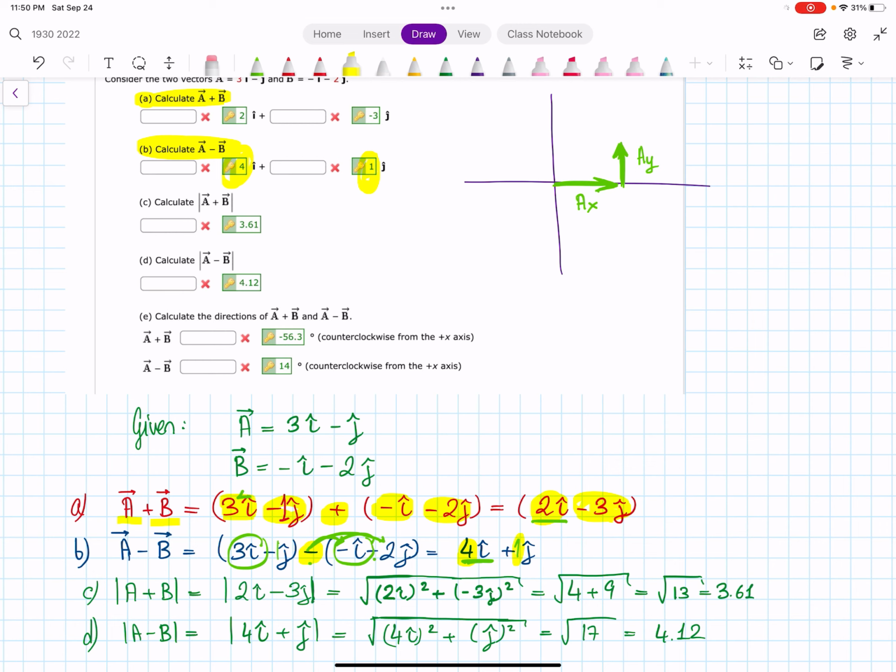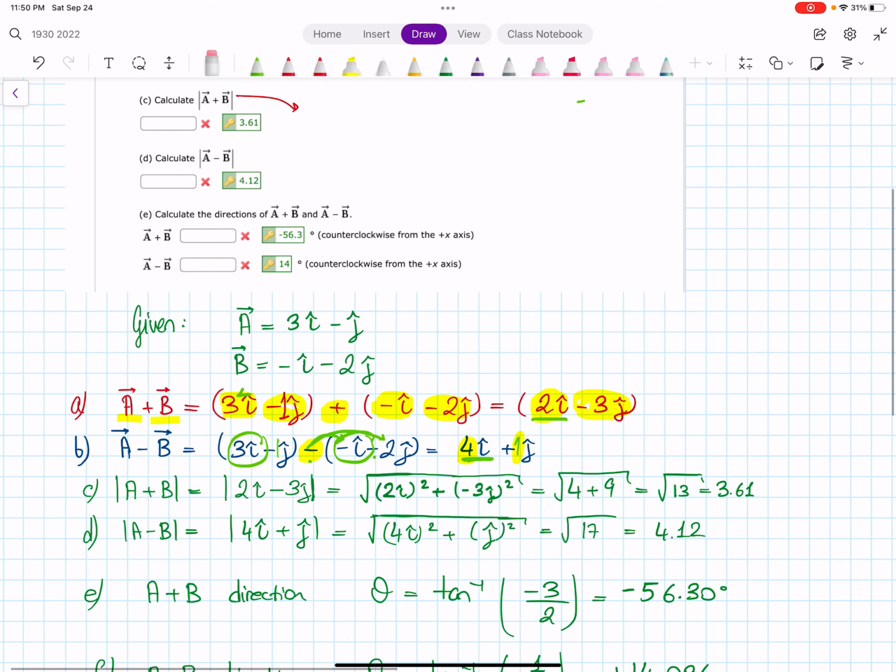Right? Moving on to part C. Calculate the magnitude of A plus B. This symbol here means the magnitude, the length. What that really means is you are getting back to the vector itself. Did you understand what I mean? Let me tell you what's going on here. Remember, we already found A plus B. What was the answer? 2i hat minus 3j hat. This is A plus B.